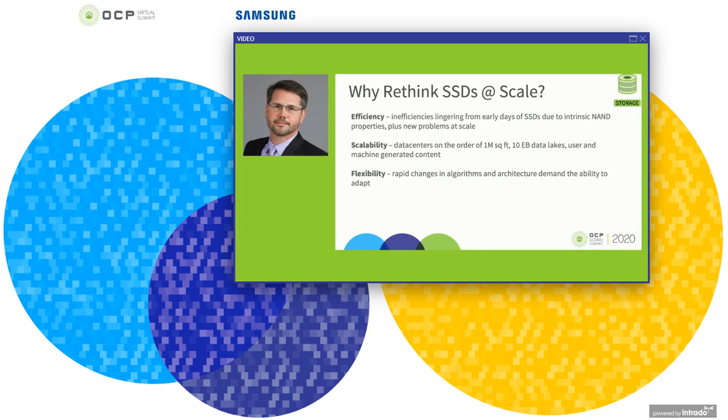There are three reasons. First, to increase efficiency by addressing issues intrinsic to NAND-based SSDs. Second, to better address scalability of SSD behind huge data sets and dense nodes. And finally, to maintain flexibility so that today's systems can grow to support future needs of data.